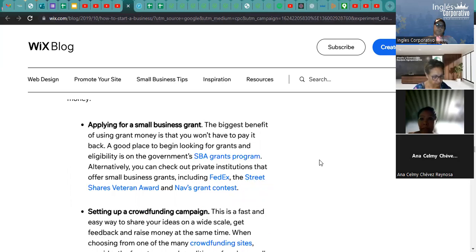Applying for a small business grant. The biggest benefit of using grant money is that you won't have to pay it back. A good place to begin looking for grants and eligibility is on the government SBA grant program. Alternatively, you can check out private institutions that offer small business grants, including FedEx, the StreetShares Veteran Award, and NAVS Grant Contest.